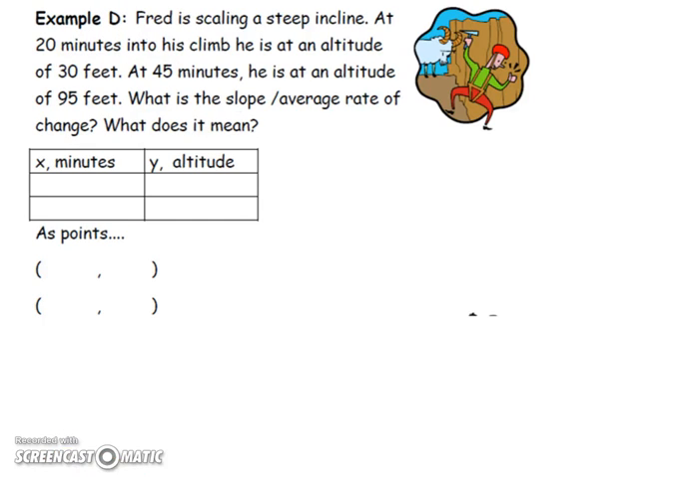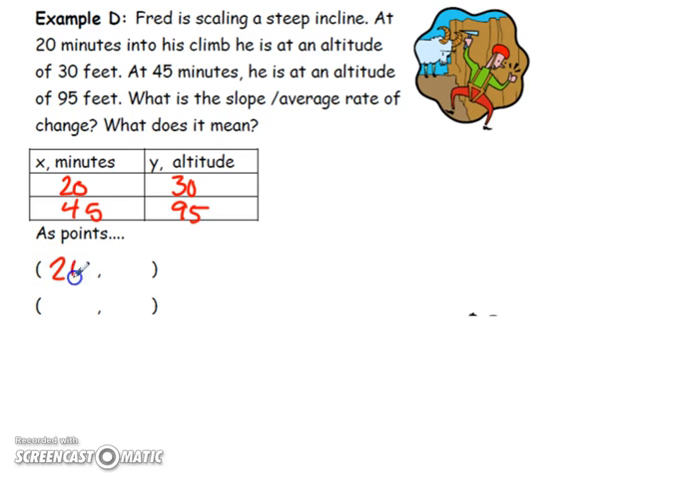All right, in example D, we're talking about Fred scaling a steep incline, and 20 minutes into his climb, he's at an altitude of 30 feet. So we'll put that here, 20 minutes, 30 feet. And then at 45 minutes, he's at an altitude of 95 feet. What is the slope or average rate of change, and what does it mean?